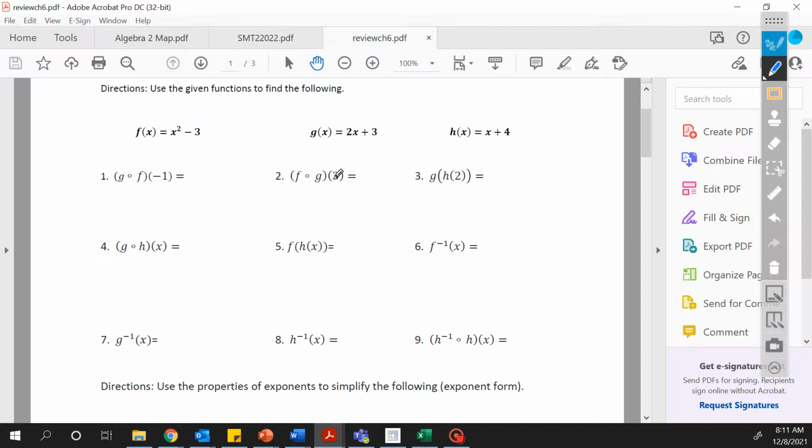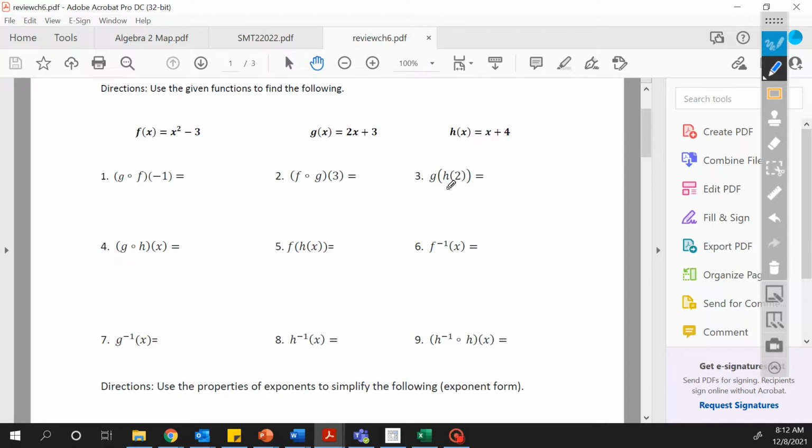Number two is f compose g of 3. So 3 goes into the g function first. 2 times 3 is 6, plus 3 is 9. So putting 3 into the g function gives us 9. And then I need to put that into the f function. So 9 squared, that's 81, minus 3, so 78. So f compose g of 3 is 78.